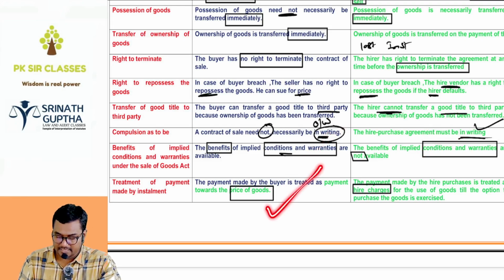So, whatever you are paying is reduced from the price. In hire purchase, whatever you are paying is treated as the rent every month. Done.